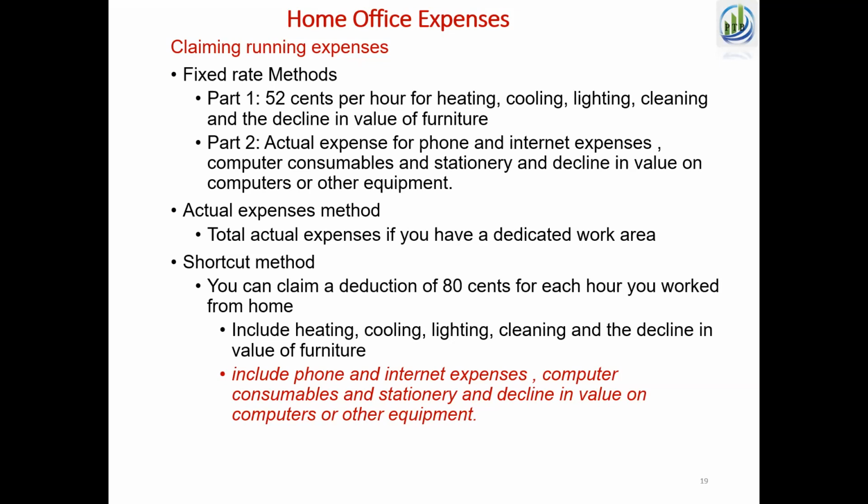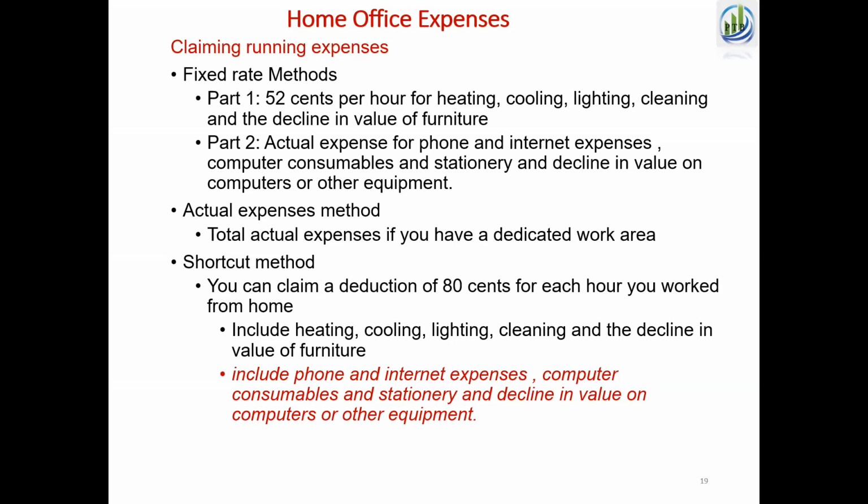What does the fixed rate method mean? It's 52 cents for heating, cooling, lighting, cleaning, and declining value of the furniture. 52 cents for every hour you work from home. If you work 100 hours in a month, or 200 hours in a month, that will be calculated as 200 times 52 cents. That 52 cents covers your electricity bill, your gas bill, your cleaning material, and the declining value of your furniture.